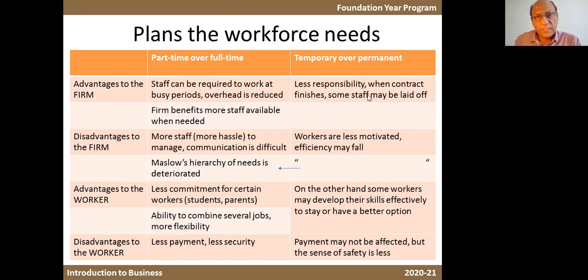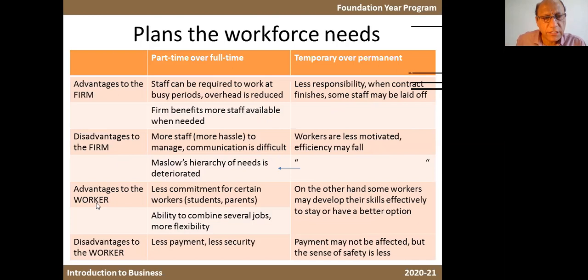Advantage to the firm: what is the benefit of the temporary contract? Less responsibility and less staff is required when the contract is finished. So there is no obligation on the company to rehire them. And the disadvantage to the company: workers are less motivated and efficiency goes down because they know that their contract will finish, and they are not motivated, according to the Herzberg theory.